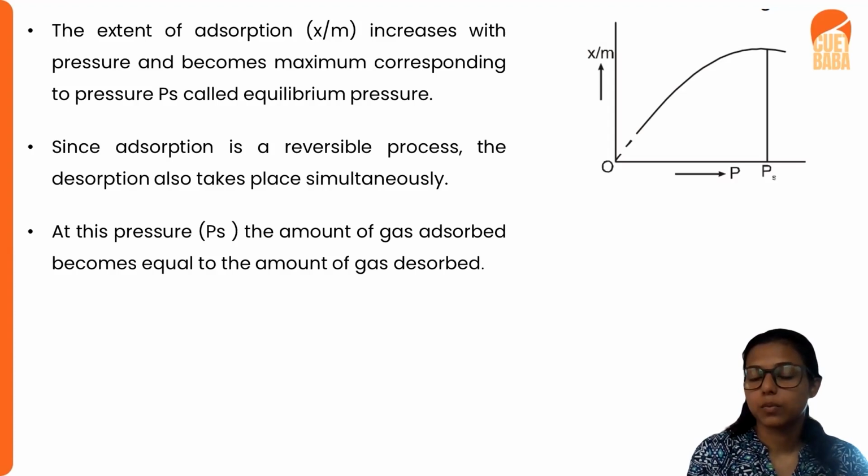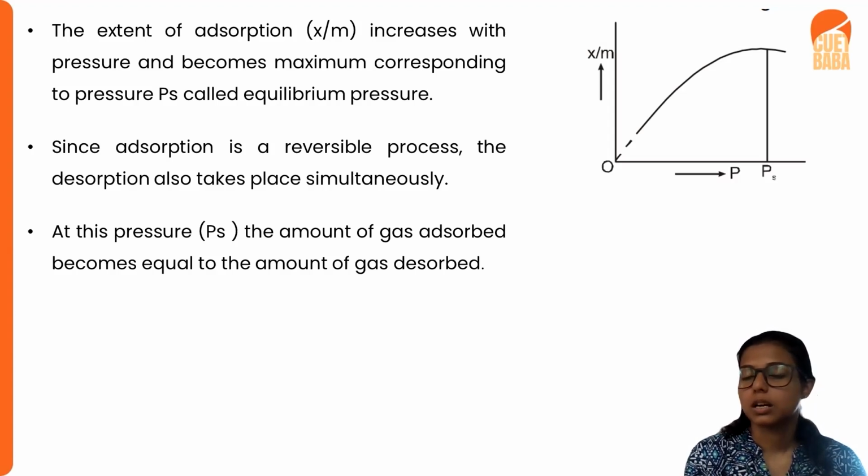Since adsorption is a reversible process, the desorption also takes place simultaneously. We know that adsorption is a reversible process. Continuous desorption will also occur, and desorption will occur if we reduce the pressure. At this pressure, that is the equilibrium pressure, the amount of gas adsorbed becomes equal to the amount of gas dissolved. That is, at equilibrium, the amount of gas adsorbed will be equal to the amount of gas desorbed.